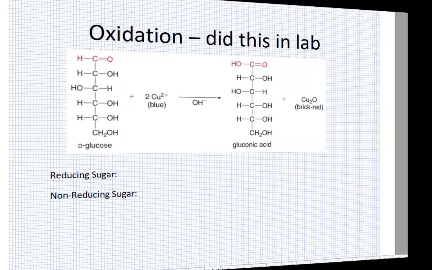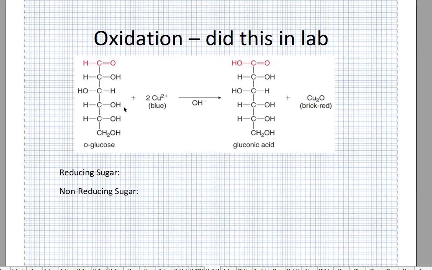sick. So oxidation, I think you did this one in lab, or at least it was slated for lab. I don't know because of COVID, I don't know what lab you did, but if you oxidize the aldehyde, you get the acid. Okay? So glucose becomes gluconic acid. And this is where we talked about reducing sugars and non-reducing sugars. So what do we mean by reducing?